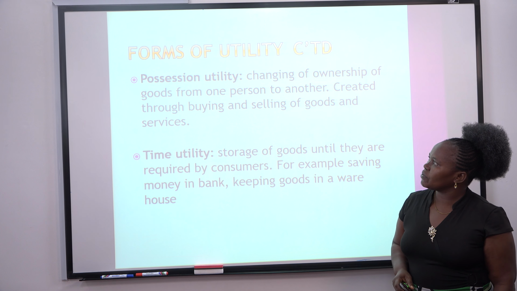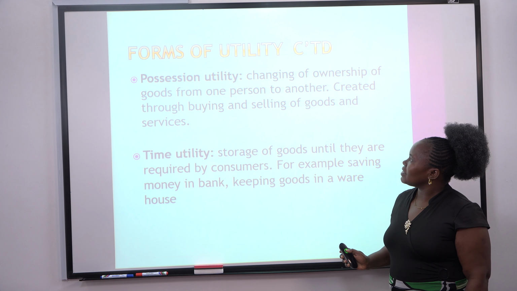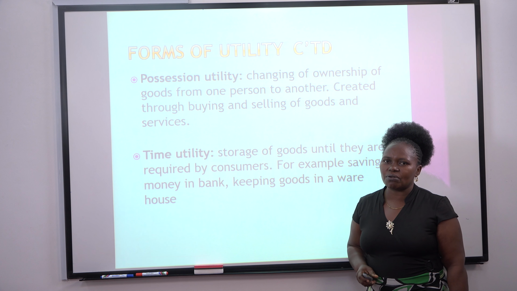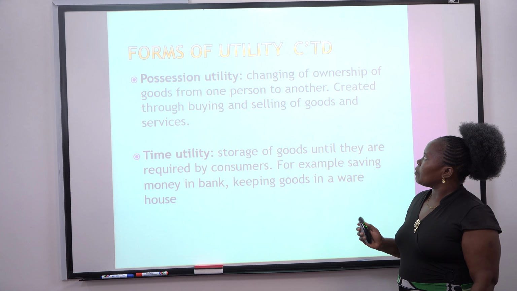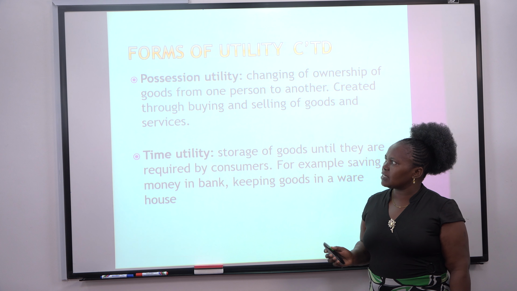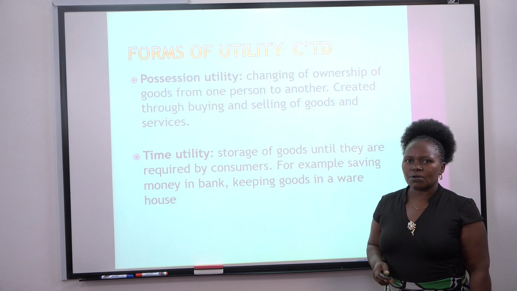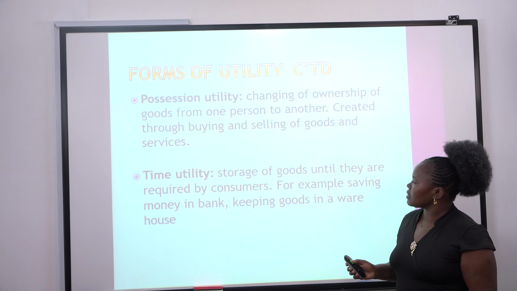The third form of utility is possession utility. And this refers to the changing of ownership of goods and services from one person to another. Possession utility is created through buying of goods and services.